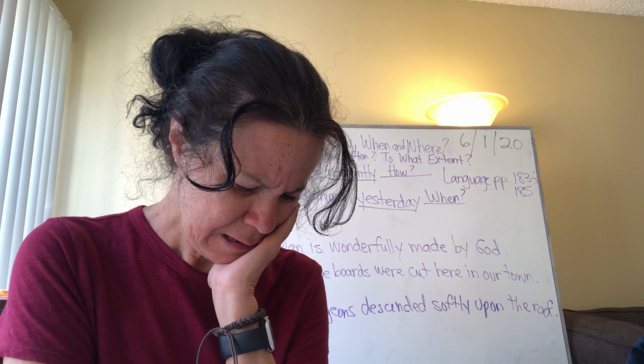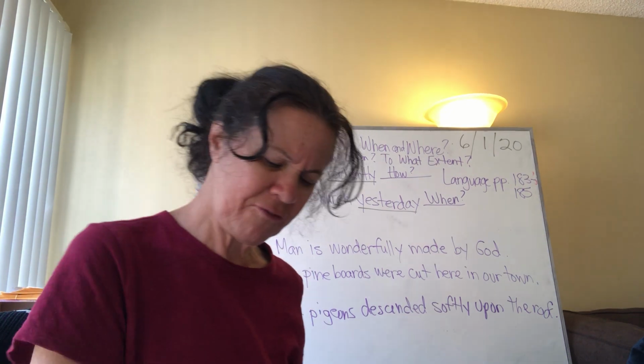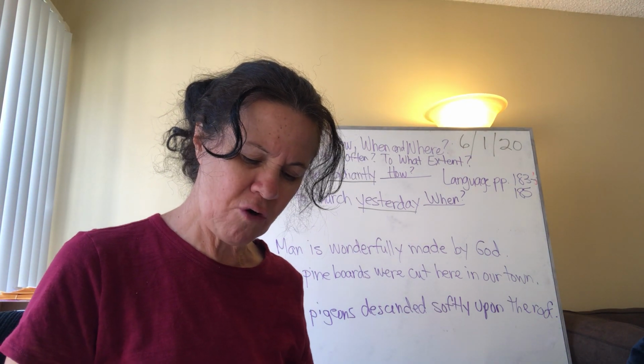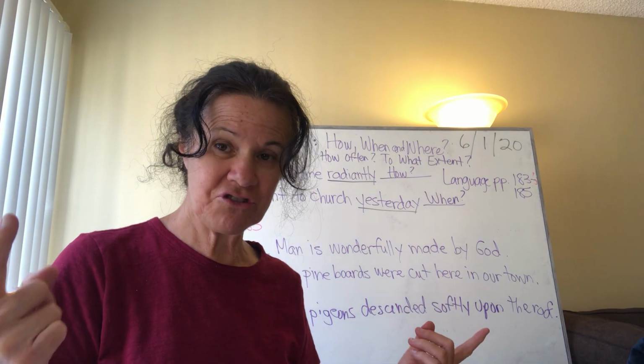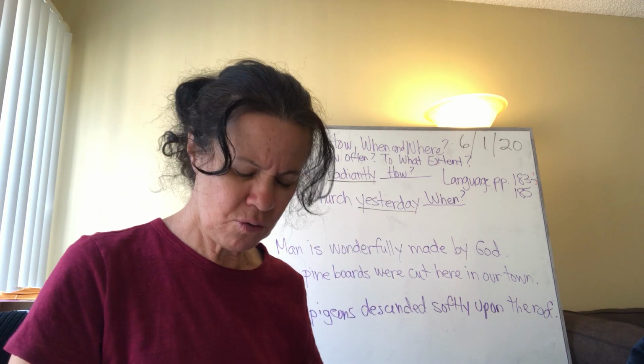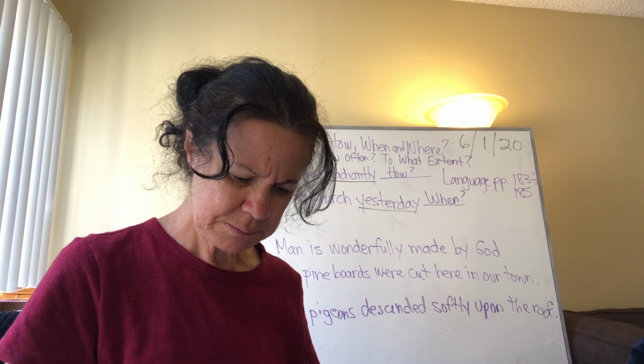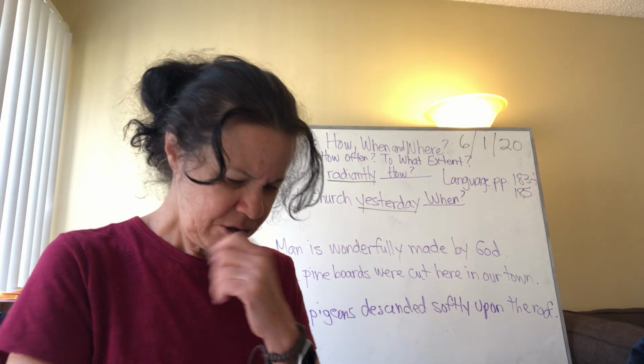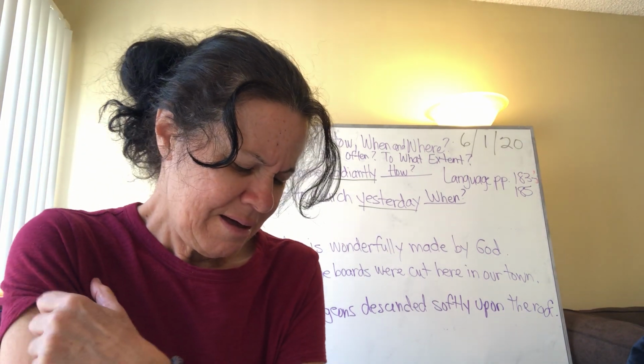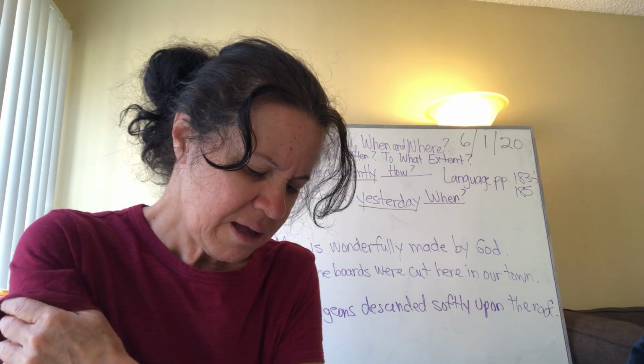Let's do a where. So look at number 5. A flock of geese flew overhead. That answers the question, where did they fly? They flew overhead.